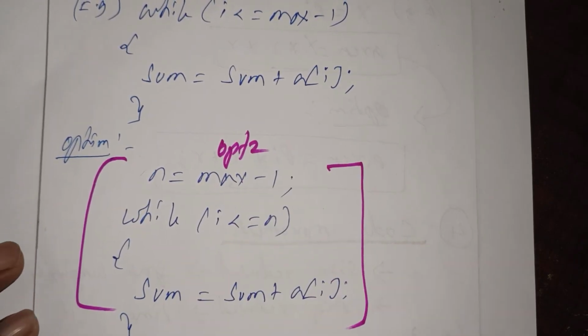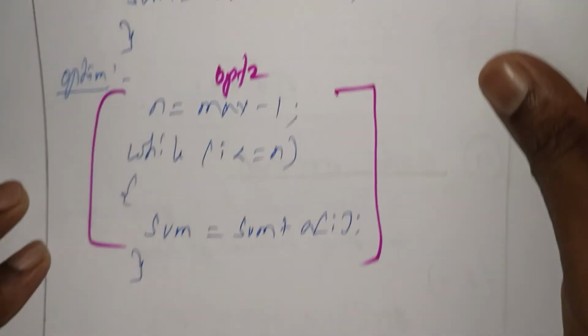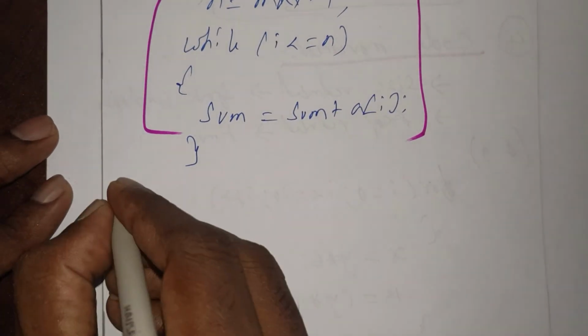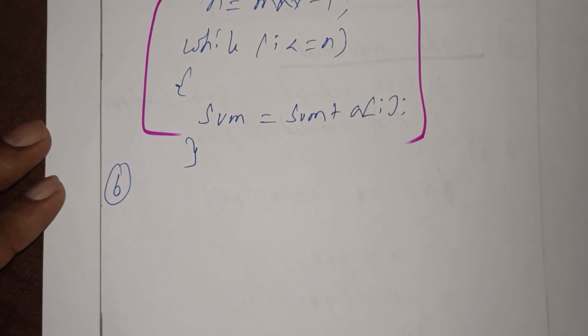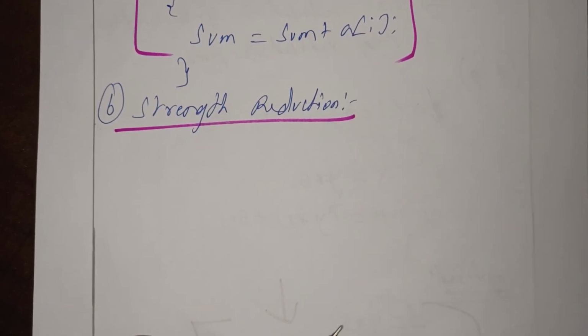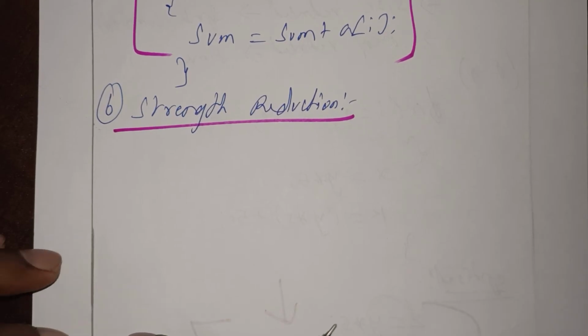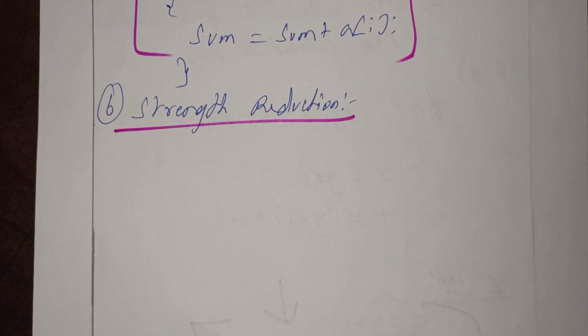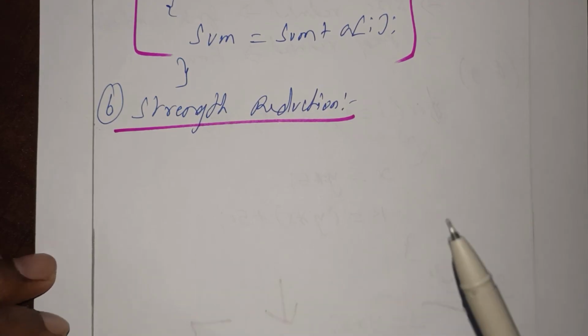Right? So in the same future, we have one more approach. We can call it strength reduction. Right, in strength reduction, you can see that it is going to reduce the strength of the technique. Okay, it is always going to follow the reduction technique. Okay, a higher strength operator can be replaced with a lower strength one, that's it.